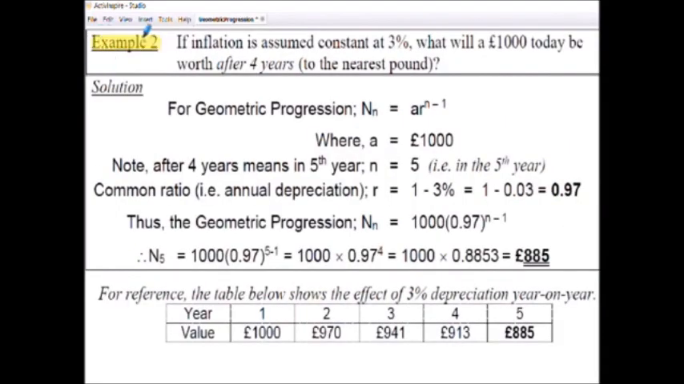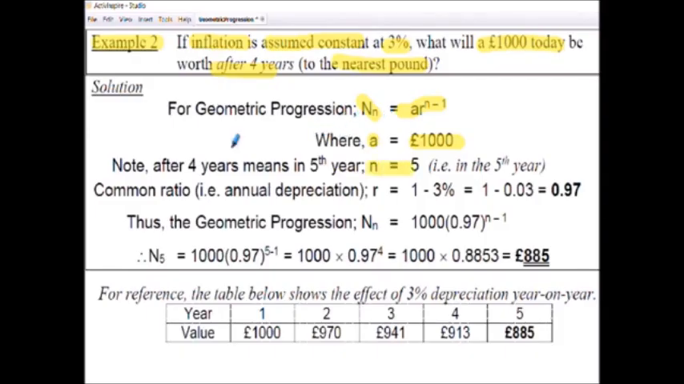Example 2 is an illustration of how to apply the geometric progression formula. If inflation is assumed to be constant at 3%, what will £1,000 at today's value be worth after 4 years to the nearest pound? So this is a geometric progression problem. We're going to use the Nn is equal to a r to the n minus 1 formula. In this case, a, the initial term in our series, would be the £1,000. Now it wants to find the value of the £1,000 subject to this inflation rate after 4 years, so that means in the 5th year. So n is equal to 5 here.